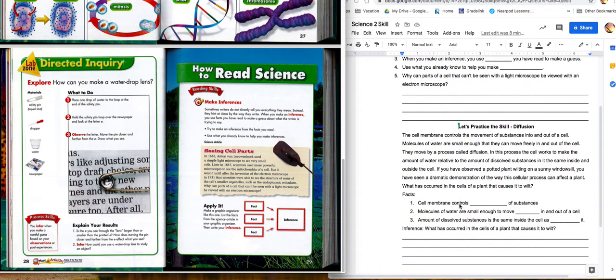Now you're going to try it. I have an article here in the middle of this page about diffusion. As you read this article, you're going to fill in the 3 facts that I pulled out of it. Now there's actually a few more facts, but I just gave you the key parts. And I'm hoping that you will use these 3 facts and prior knowledge, what you already know, to be able to answer the question, what has occurred in the cells of a plant to cause it to wilt? You're going to make your inference.